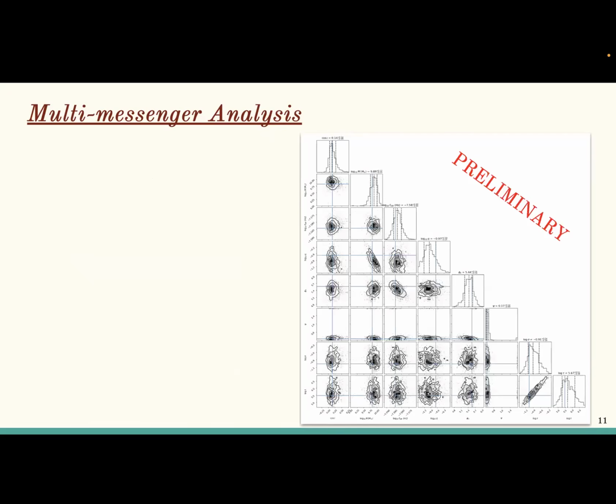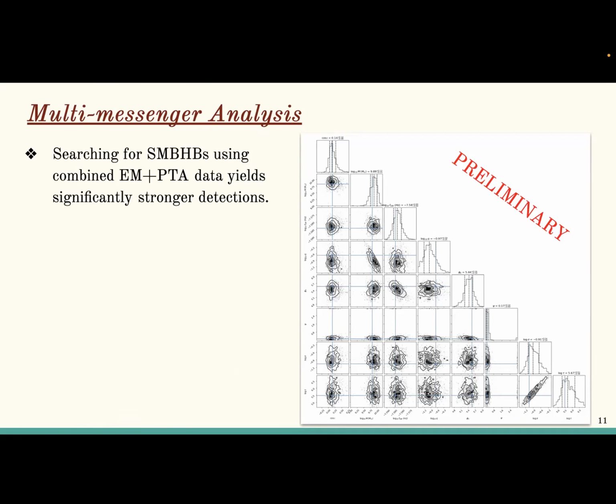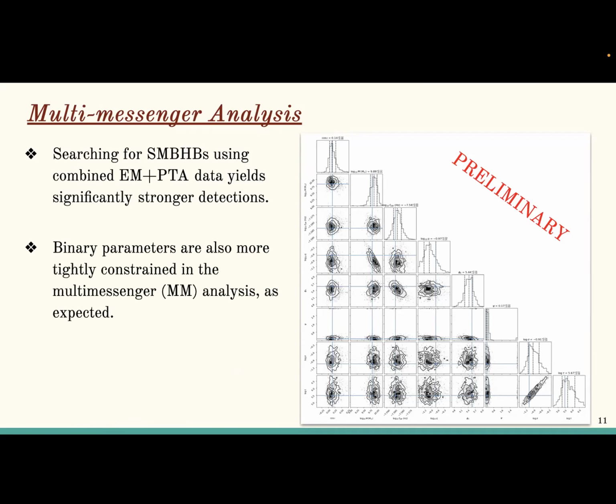But what happens if we combine the EM observations and the PTA data to find the binary? Again, this is the posterior distribution. If you combine EM data and PTA data, you can see that all the parameters are very well constrained, along with the damped random walk parameters. This is log sigma and this is log tau, and these are the different binary parameters. These are much better constrained compared to both the EM-only and the PTA-only observations, and it gives a significantly stronger detection of the binary. As I said, binary parameters are also better constrained, as expected.